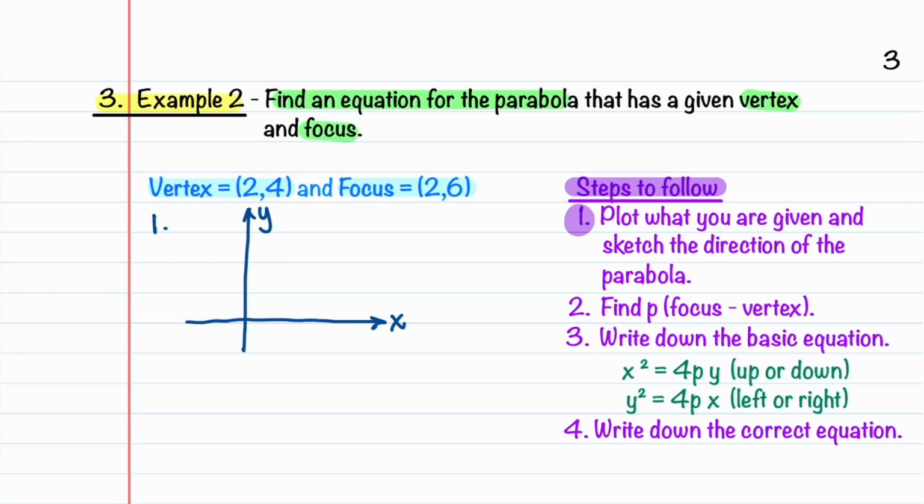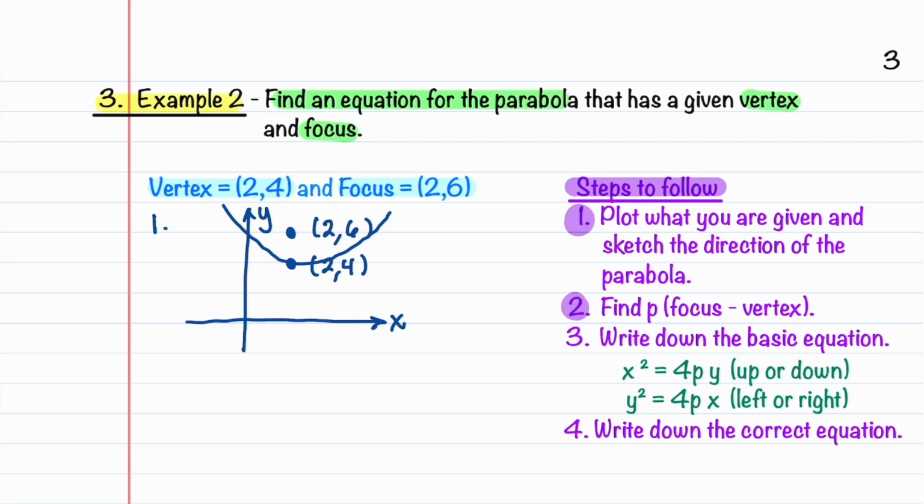Our vertex is located at the point 2, 4. I'm going to put that right here. And let's go ahead and label this 2, 4. And then our focus is 2, 6, which we'll put up here. And then we know that the parabola opens toward the focus, so it's going to be shaped like this.